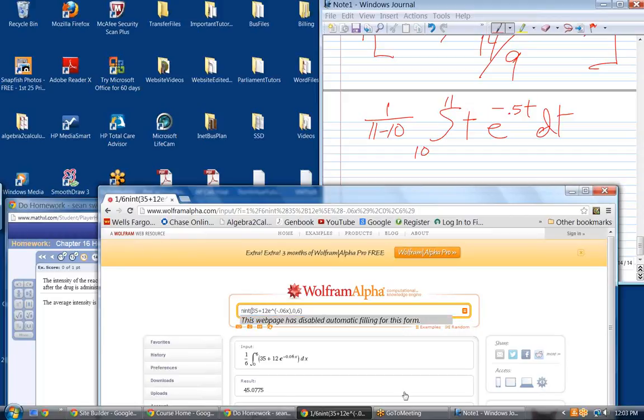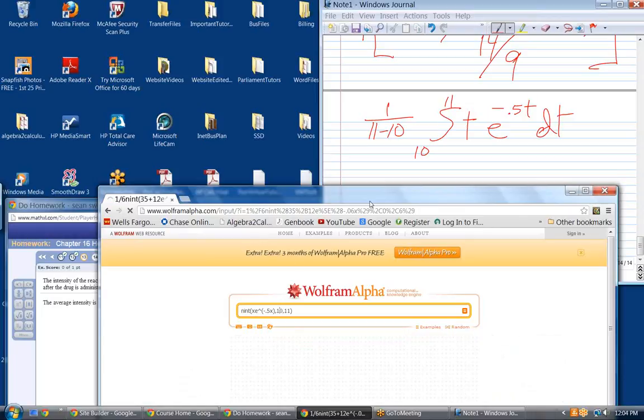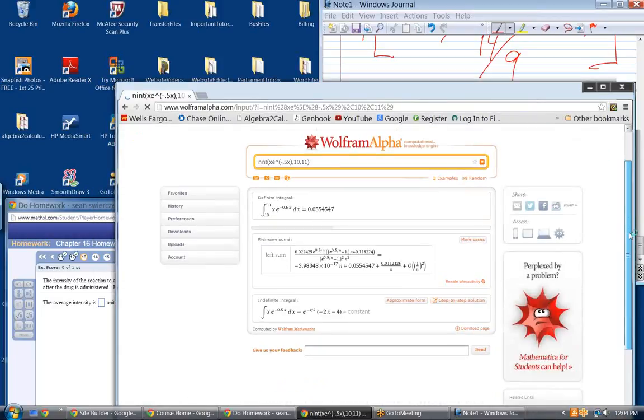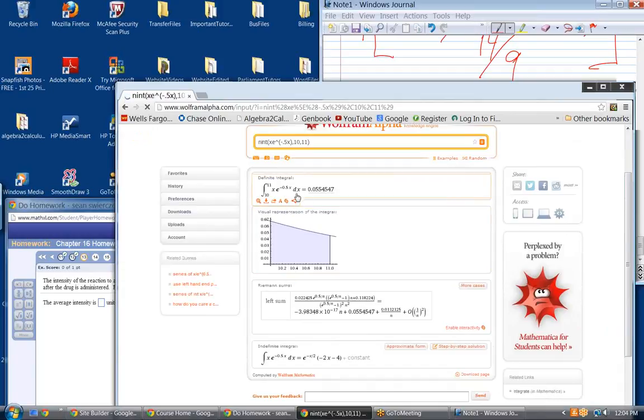And this becomes x times e to the minus 0.5, going from 10 to 11. You may want it to 3 decimal points, 0.055.